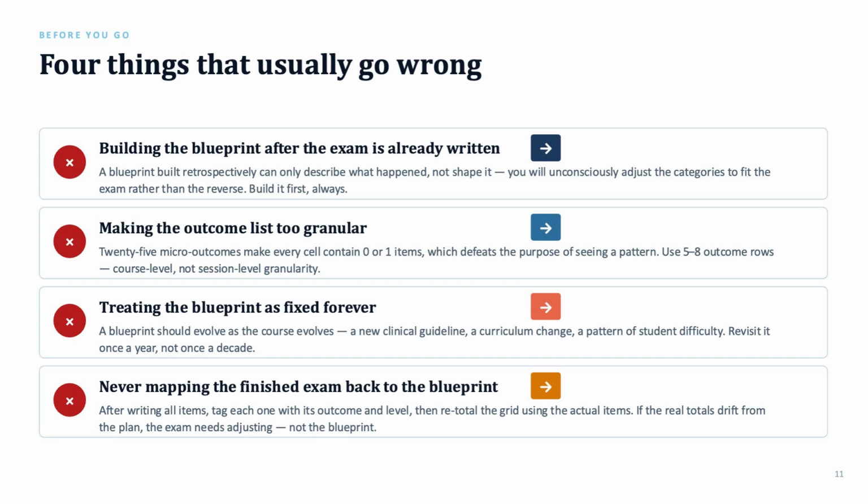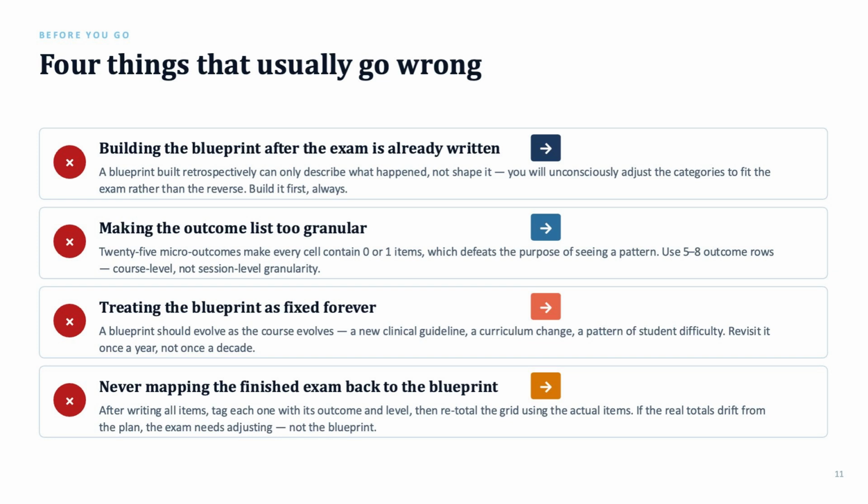Second, beware of making the outcome list too granular. Using 25 or more micro-outcomes results in matrices where every cell contains 0 or 1 item, which defeats the objective of seeing patterns. Aim for 5 to 8 outcome rows, focusing on course-level granularity, not session level. Third, treating the blueprint as fixed forever is a significant error. A blueprint should evolve as the course evolves, incorporating new clinical guidelines, curriculum changes, or patterns of student difficulty. Revisit it once a year, not once a decade.